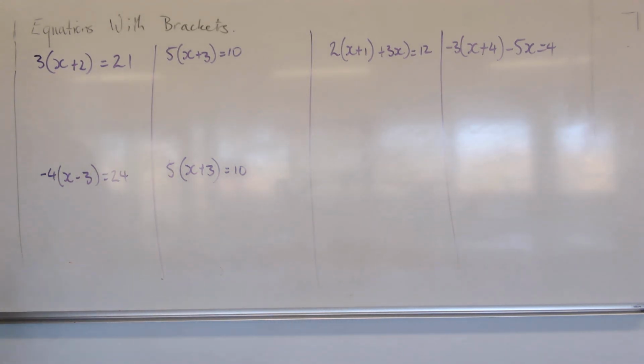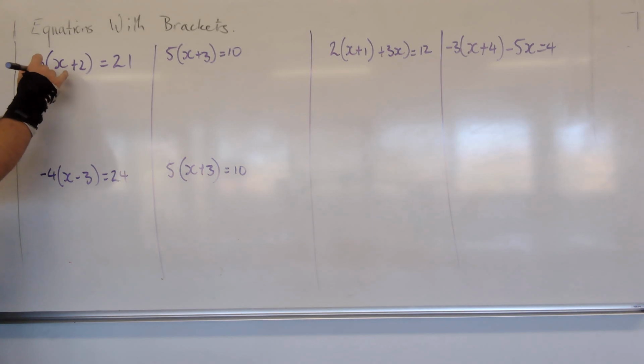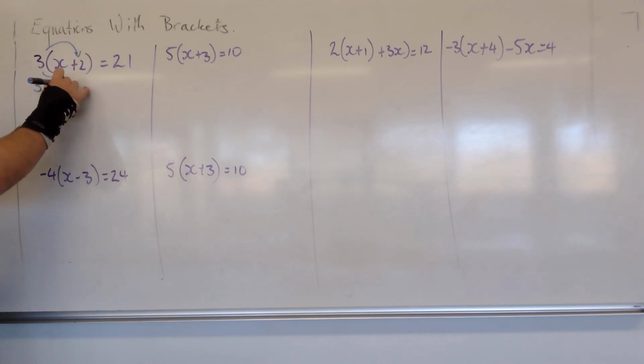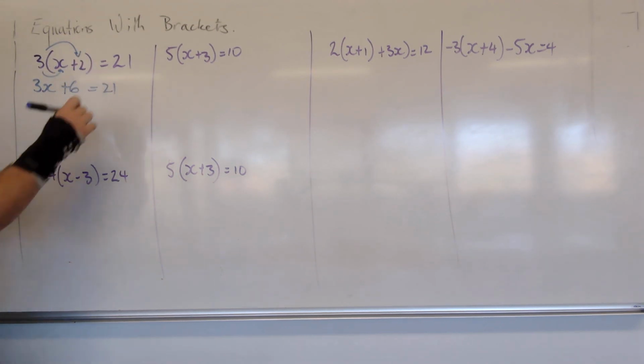Okay, in this video we're going to be looking at equations with brackets. And we're going to solve these by first expanding the brackets and then using our backtracking method. Okay, so remember from our previous work, to expand 3 outside of x plus 2, we multiply. So we go 3 times x gives us 3x, 3 times 2 gives us 6, and that equals 21.